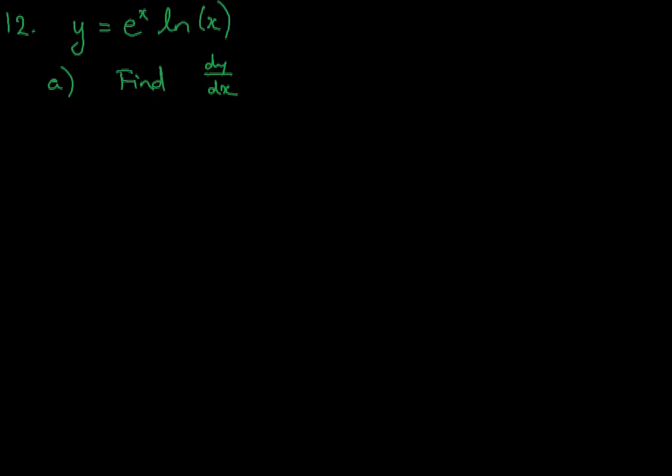Question 12 comes in two parts. The first part wants us to find the derivative with respect to x of this expression, y equals e to the x times ln x. Well, that's straightforward enough. This is a product rule problem.